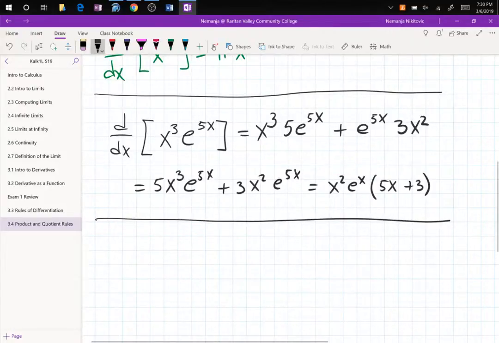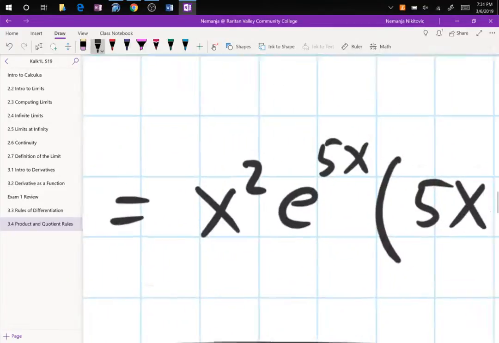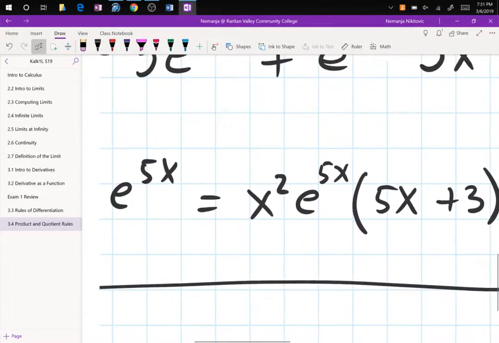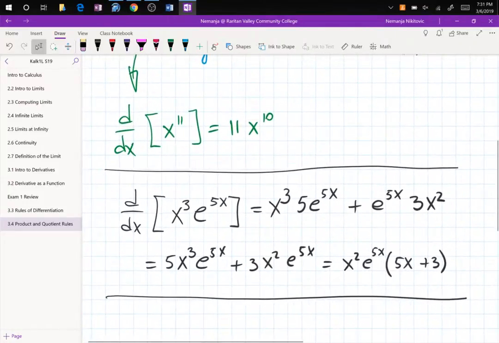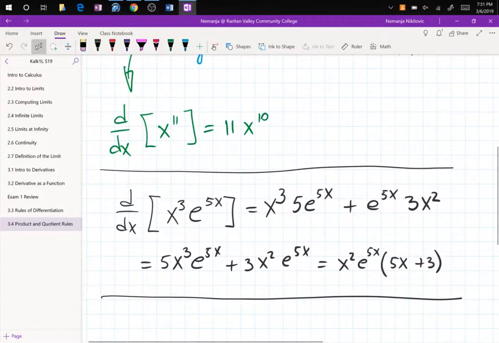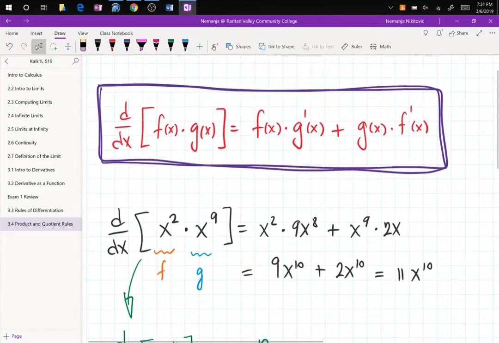Should it be e to the 5x in the solution? Yes. e to the 5x. It's clearly e to the 5x. Sorry. Please pay attention. All right, thank you. So this is your product rule.